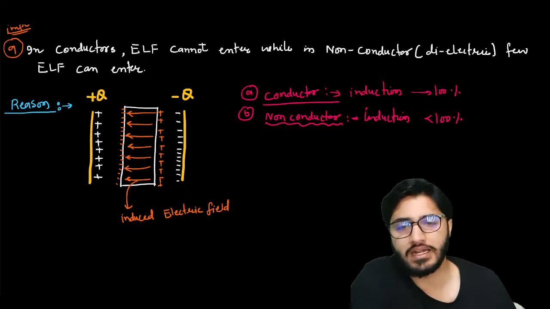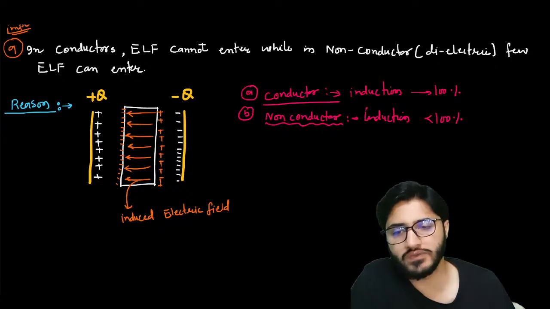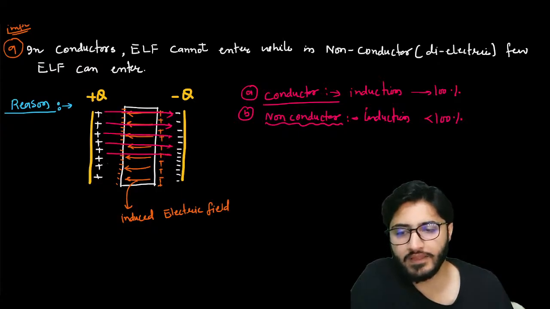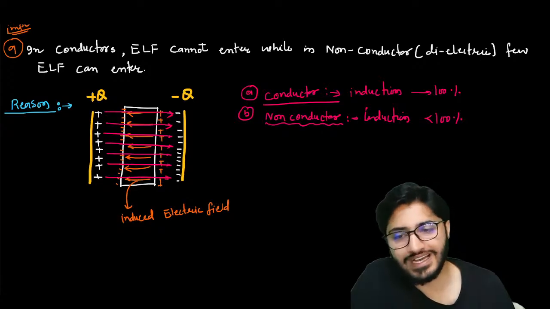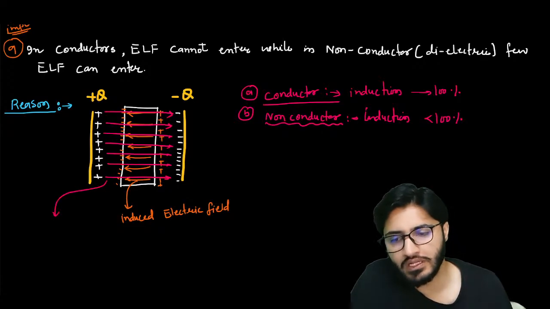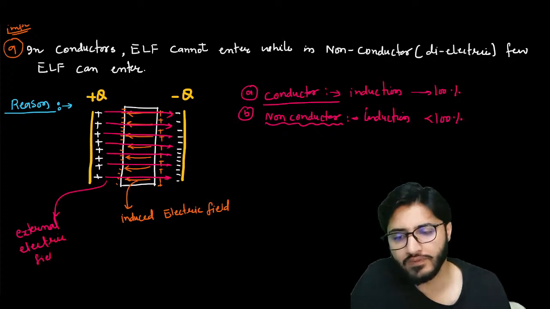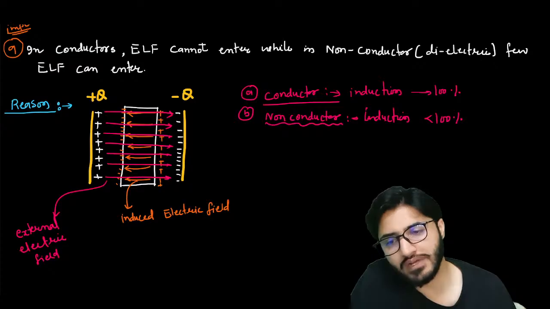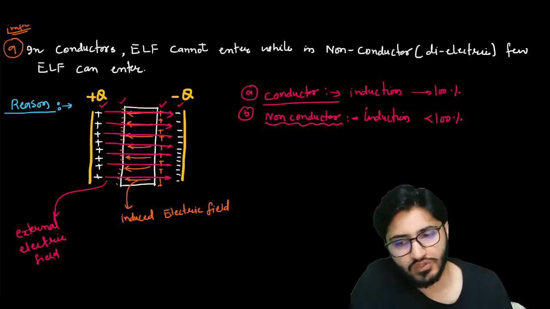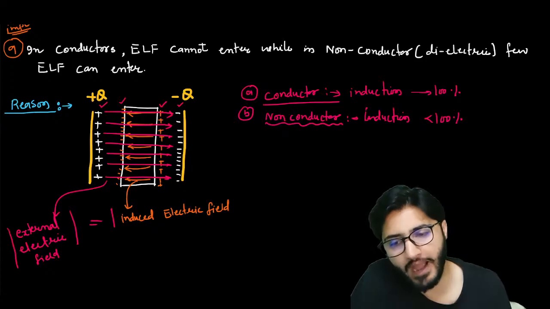Okay. And this one, look, what do we have? We have an external electric field. Look, the charges are same. This positive and this negative charge are the same. So that means the external electric field magnitude is equal to the induced electric field magnitude.